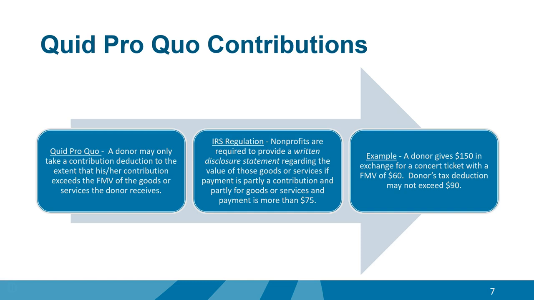For example, if a nonprofit holds a concert to benefit the nonprofit and a donor buys a ticket to the concert for $150, the nonprofit needs to provide a written disclosure of the fair market value of the ticket. In the example on this slide, the fair market value was $60, so the donor knows that their tax deduction may not exceed $90 in this case.